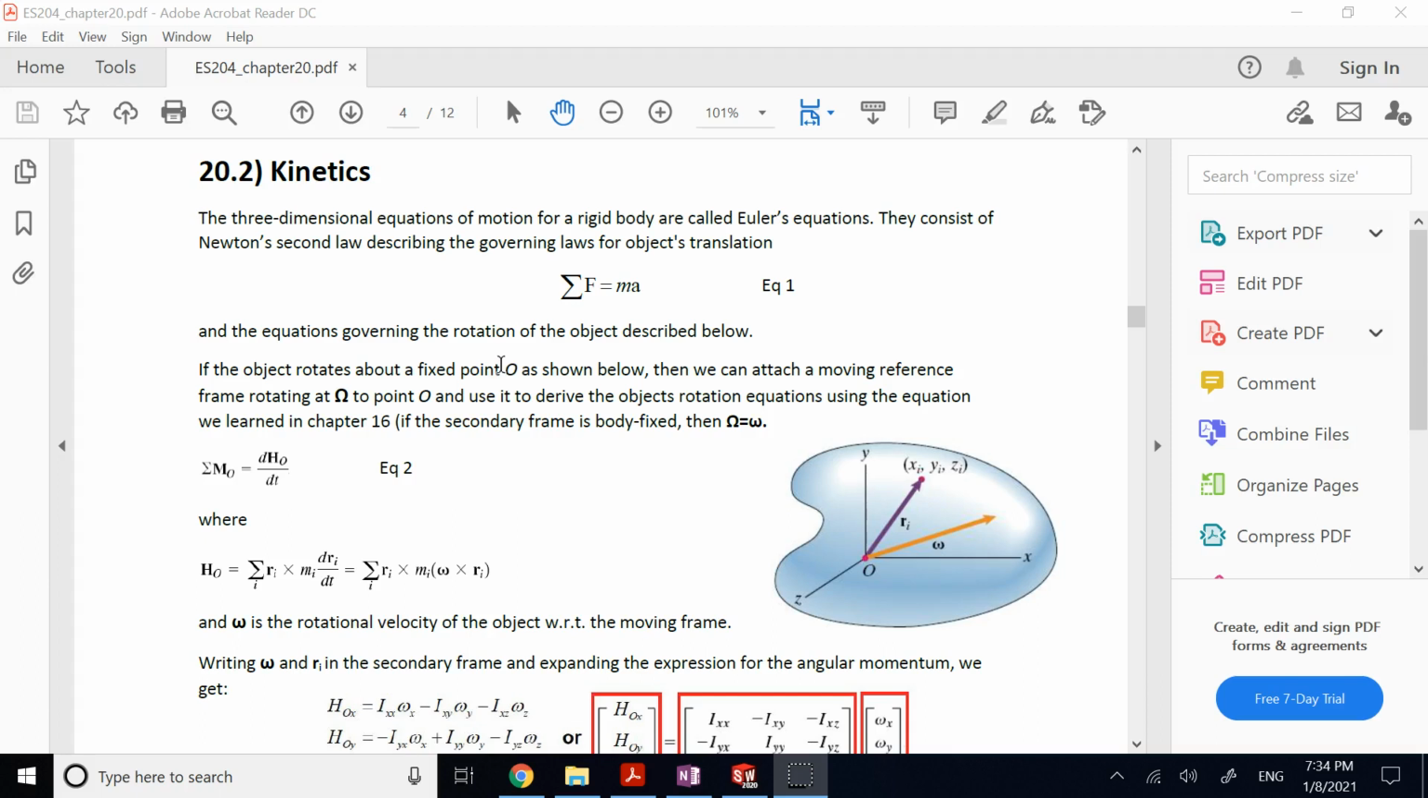For translations, the equations of motion are just like what we had in the past, sum F equals ma. You can write this equation along any 3 axes that are perpendicular to each other. Even if they are not perpendicular, you still can write it, but they might not necessarily give you 3 independent equations. But this one is quite easy, no different than 2D. You have an extra axis. Let's say if you had x and y, now you also have z.